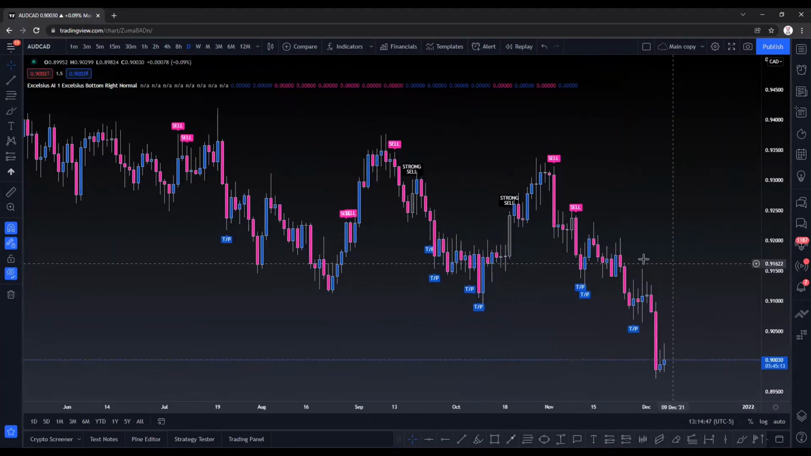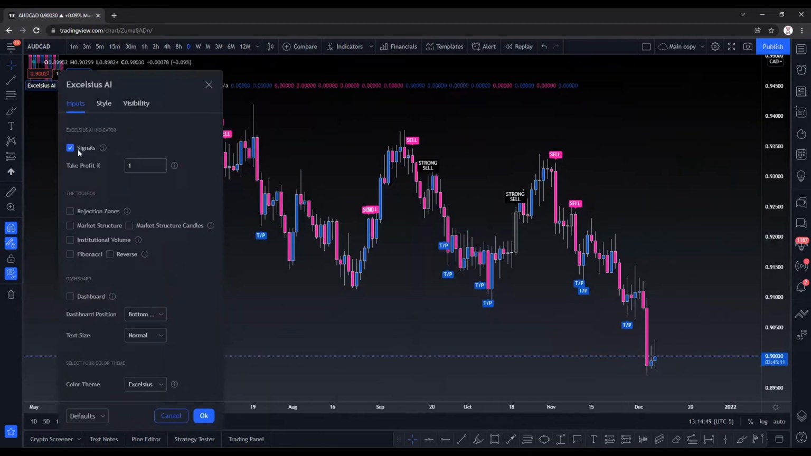So straight off the bat here, when I went ahead and selected the signals configuration, at this current moment, you can see that I have the take profit percentage at 1. It tends to be the take profit percentage that for me, I personally like to utilize with Excelsius. That works for me and my trading style, due to the fact that I do like to tend to look at the longer time frames.